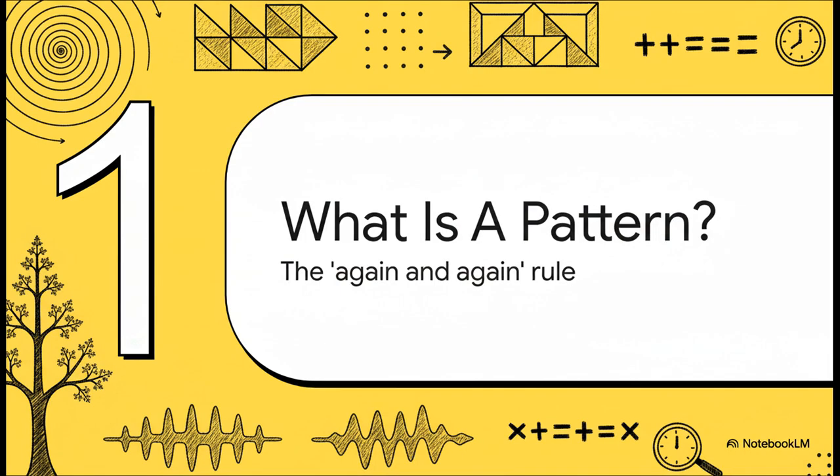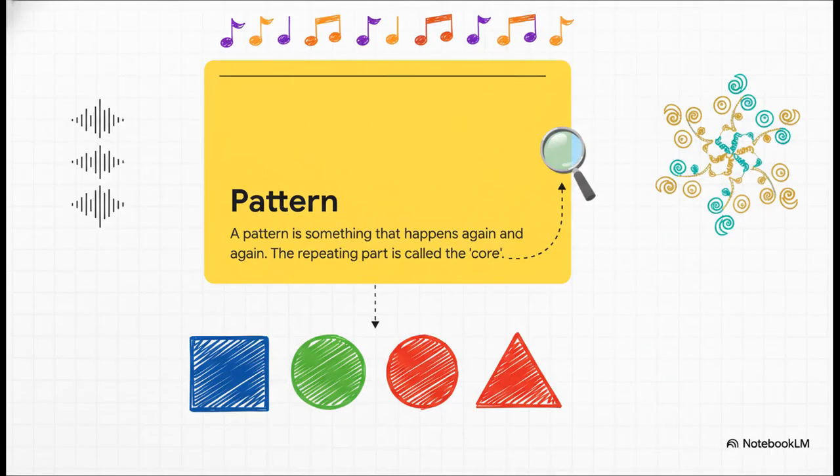What exactly are we talking about when we say the word pattern? Well, it's probably way simpler than you think. It really just boils down to one super simple rule. Again and again. At its heart, a pattern is just something that repeats. That's it. And that little piece that repeats, whether it's a couple of colors, a few musical notes, or some shapes, that piece has a special name. It's called the core. You can think of the core as the DNA that builds the entire thing.